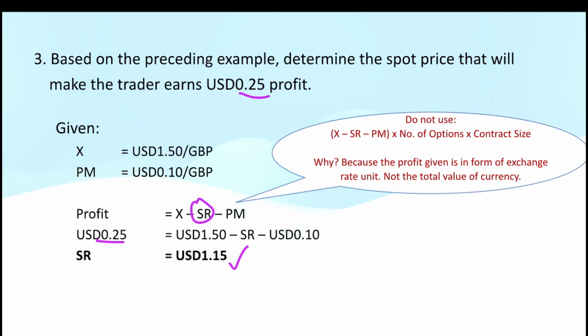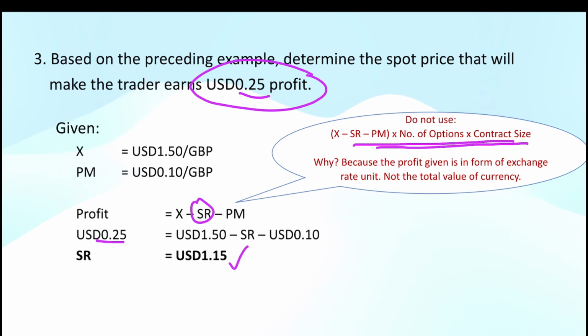Do not use X minus SR minus M times number of options times contract size. Why? Because the profit given is in the form of an exchange rate unit, not the total value of currency. The profit given is per unit, so do not use this formula. But if the question is total, for example, 35,000 USD profit, then you have to use this formula. So how you answer depends on the question given.